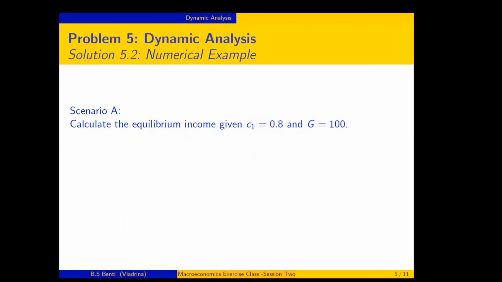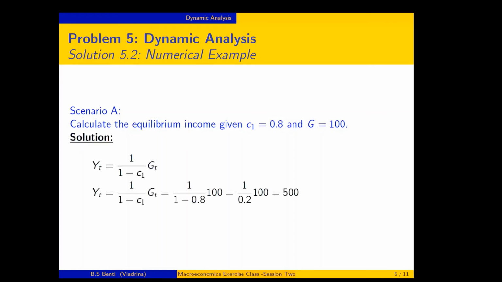The next sub-question in this problem set is a numerical example where you have your marginal propensity to consume given to be 0.8 and the government expenditure to be 100. Our marginal propensity to consume 0.8 represents that if our income increases by 1 unit, consumers would increase their consumption by 0.8. So this is given to be 0.8 as C1, or marginal propensity to consume.